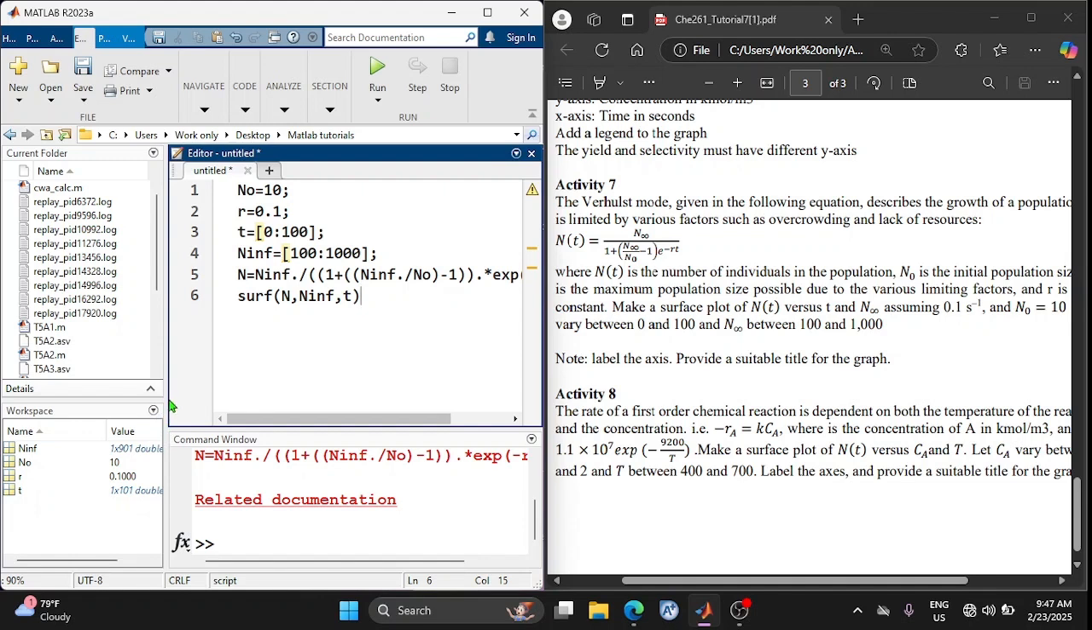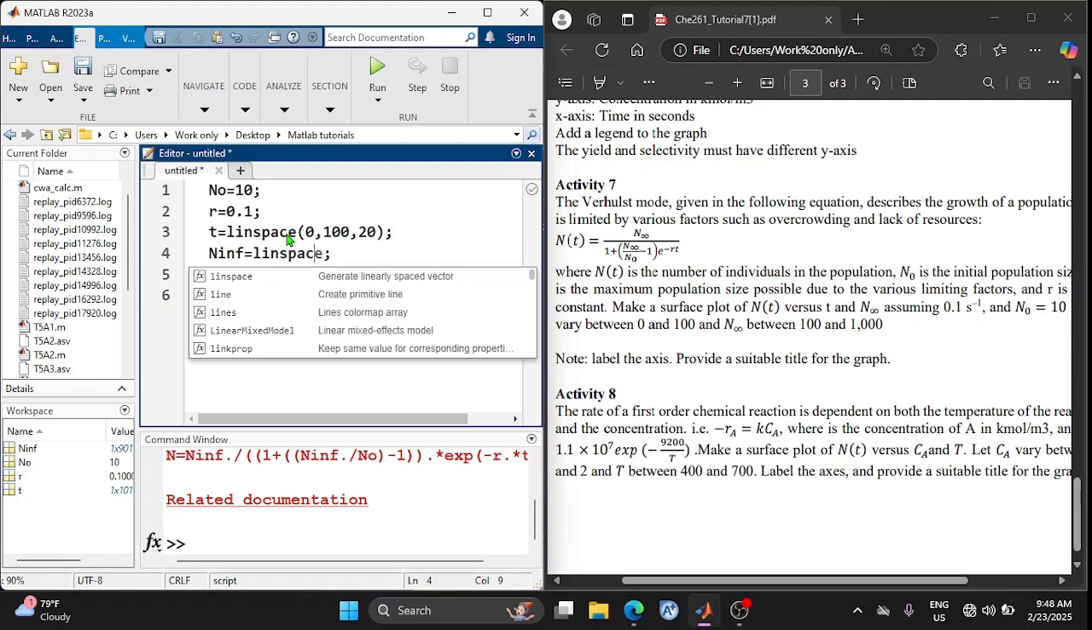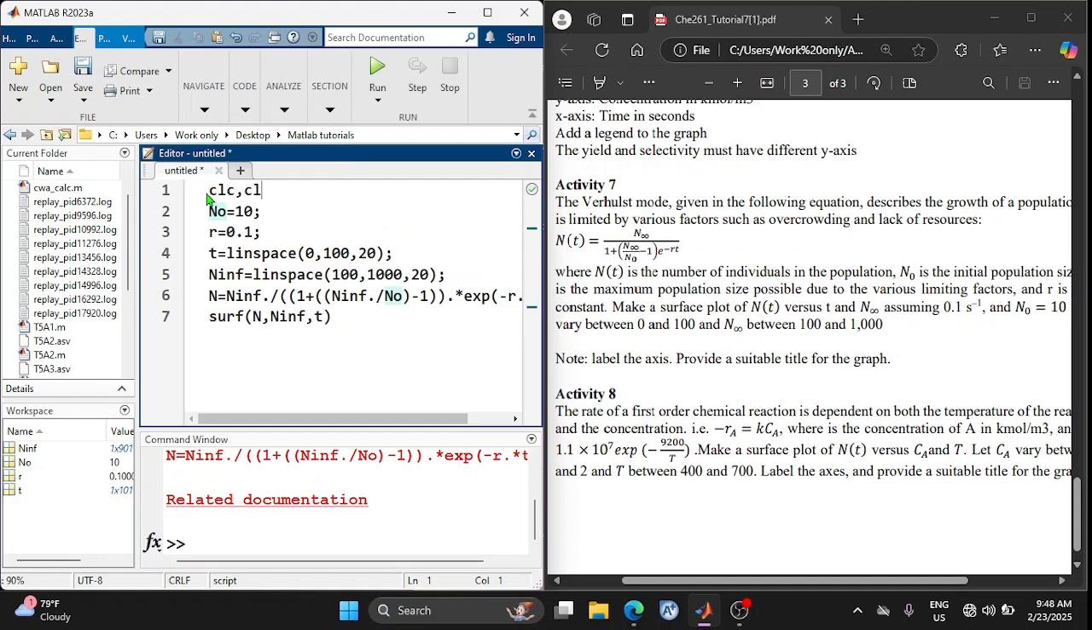If we want the number of terms to be equal, then we need to rather work with the linspace function. So I can say that t is equal to linspace, my first value which was 0, my last value which was 100, and the number of points I want, so let's say 20. And then for N infinity as well, I'll say is equal to linspace, my first value which is 100, my last value which is 1000, and the number of values I want, which is 20. Now they all have 20 elements each. So now let me clear here so that we can run it again.